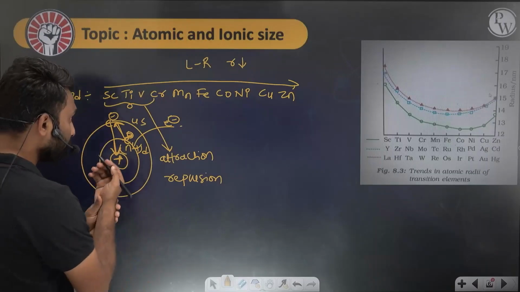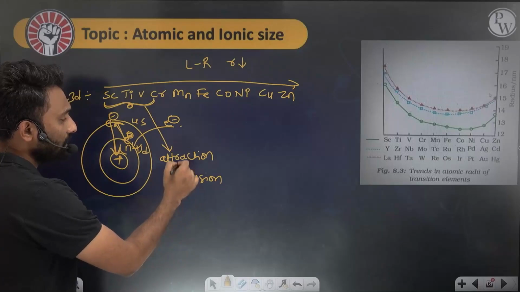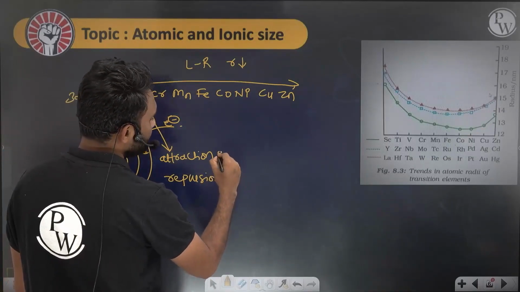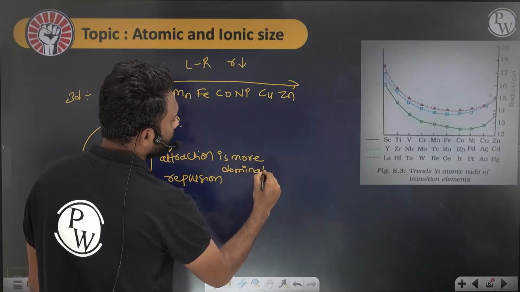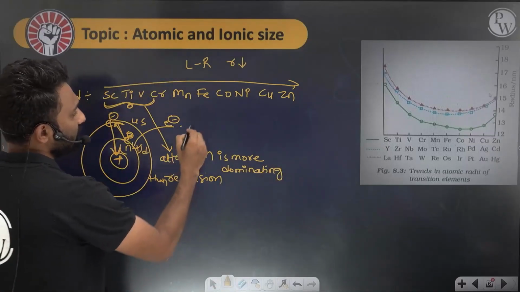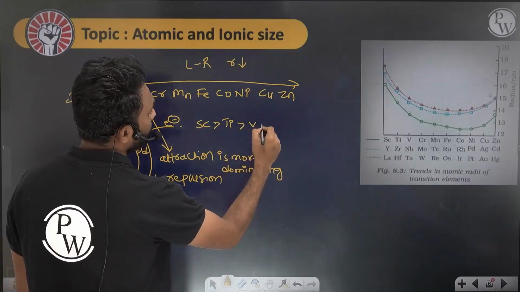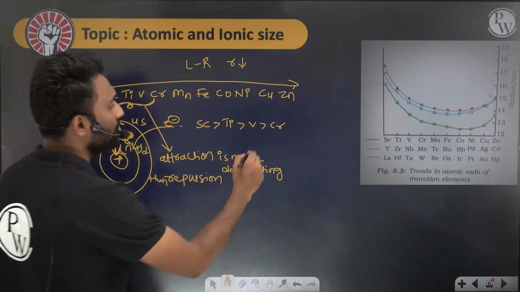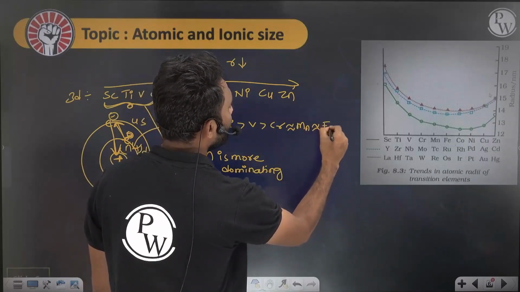ನಾವು ಇಲ್ಲಿಂದ ನೋಡಿ, from scandium to chromium, attraction is more dominating than repulsion. Okay, that's the reason for scandium, titanium, vanadium and chromium. Now here manganese, ferrous, cobalt, nickel, up to here all are having nominal radius, the same radius.